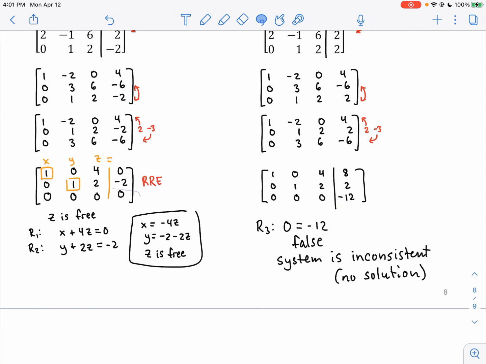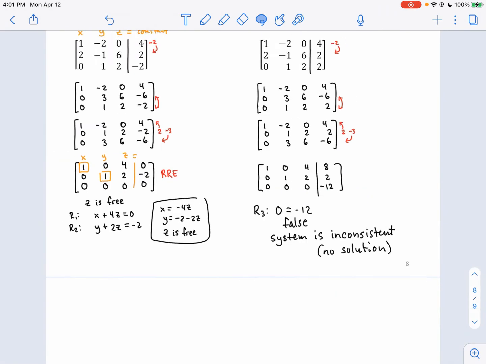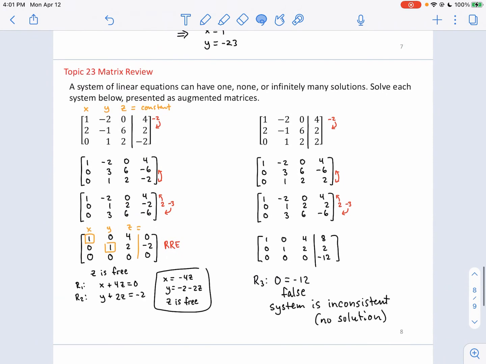Now over here we had a row of all zeros, and that's not a problem because that would communicate 0 is equal to 0. So that's a non-issue, but this is an issue: all zeros, an equal sign, and then a non-zero. And that concludes our review of matrices.